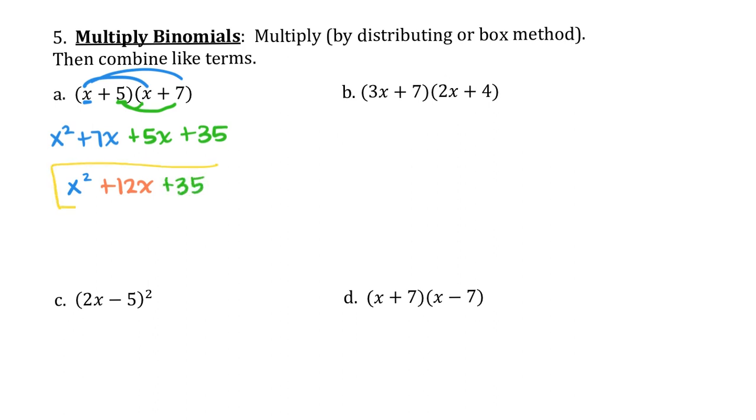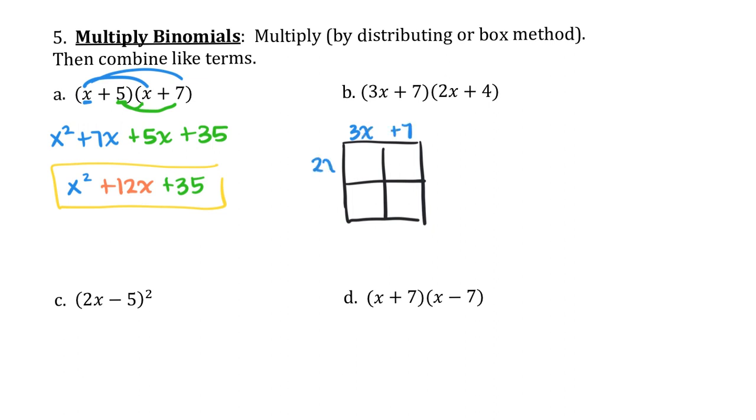Okay, now if that sounds familiar to you, go ahead and distribute the next one. If you're like, nope, I'm pretty sure I used that box method because I remember drawing that, let's try it. Okay, box method. I'm multiplying 3x plus 7 times 2x plus 4.